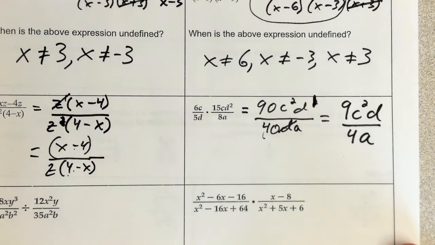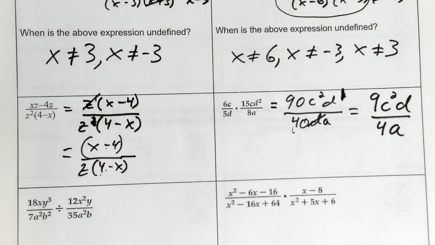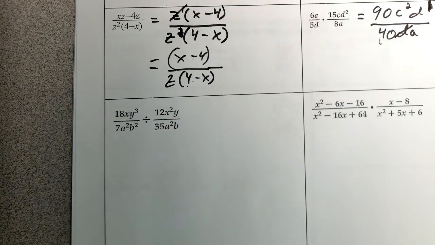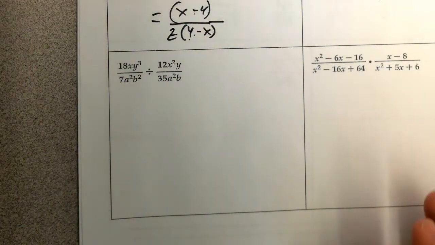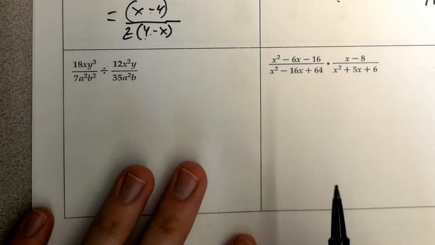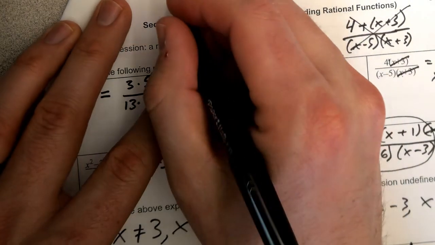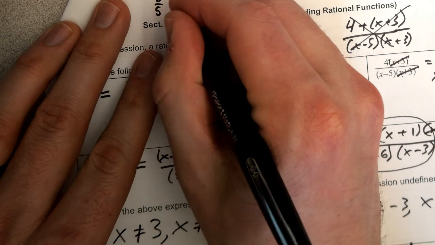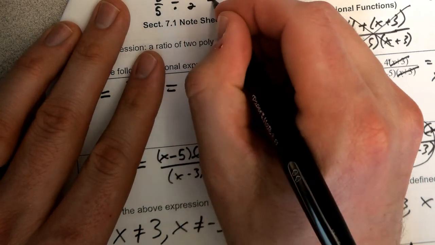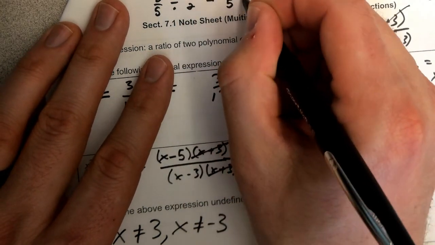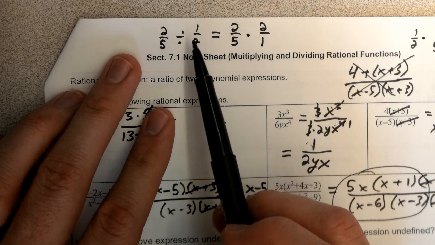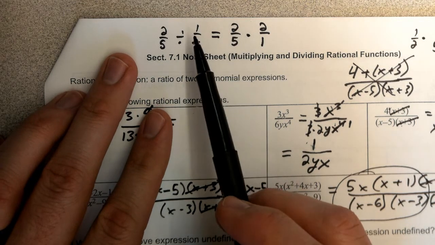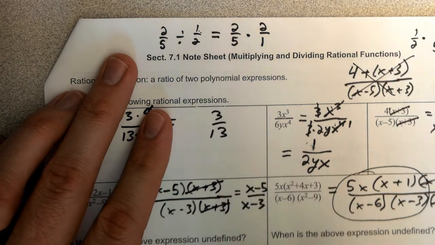Next one, division. So for division, we are going to turn every division of fractions problem into a multiplication problem. When you divide a fraction, that is the same as multiplying by the reciprocal. So if I have 2/5 divided by 1/2, that is the same as 2/5 times 2 over 1. You flip it. You multiply by the reciprocal. That means to flip the fraction is what the reciprocal is.